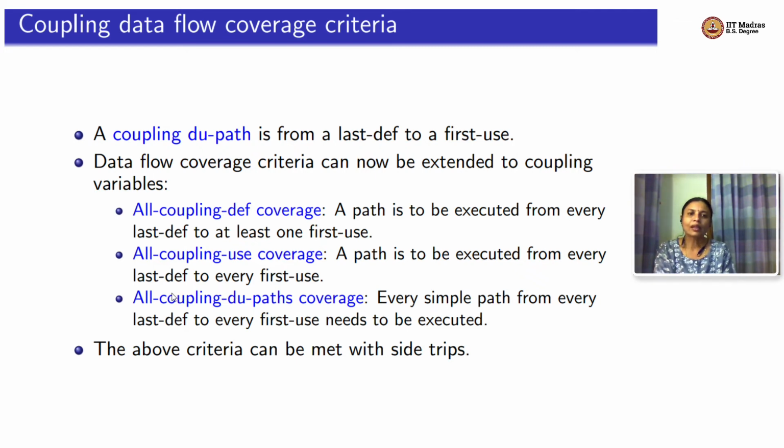Then all coupling DU paths. Consider all possible simple paths from every last definition to every first use. That is your test requirement. It's the same thing: all definitions, all uses, and all DU paths, adding coupling variables, last definitions, and first uses. That's about what we are doing. And like in data flow criteria, if you face infeasibility, you can meet this with side trips.